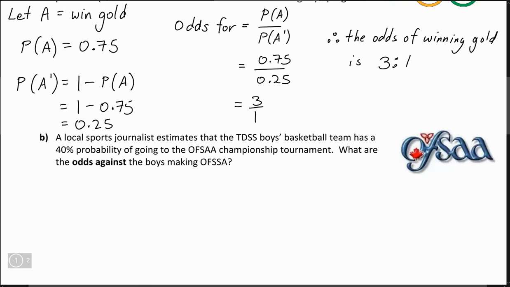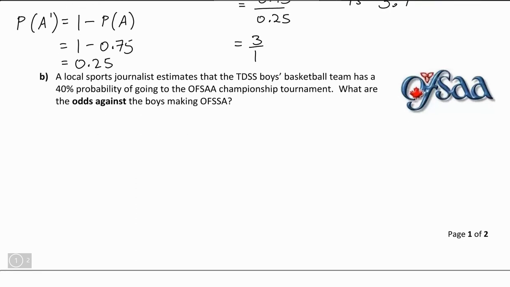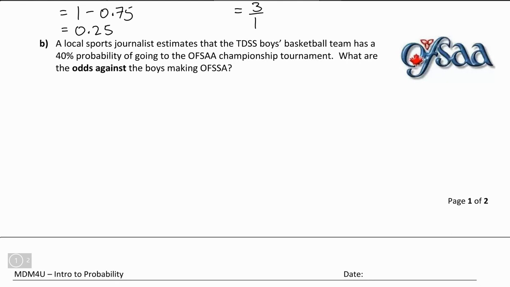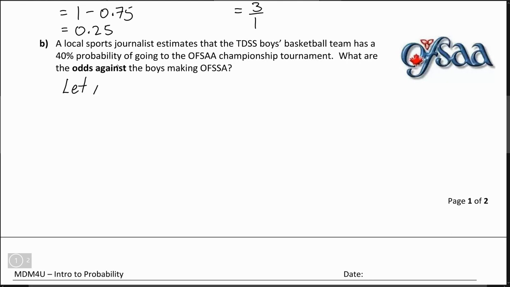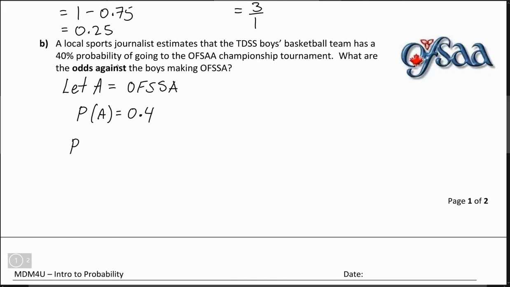Okay. So, part B, a local sports journalist estimates that the TDSS boys basketball team has a 40% probability of going to the OFSAA championship tournament. What are the odds against the boys making OFSAA? So let's define the event again. So let A be the event that you're going to make it to OFSAA. It's two A's. Oops. All right. And I'm going to say the probability of event A is equal to 0.4, and so it's a 40% chance, right? So as a decimal, it's 0.4. So that means the probability that you're not going to make it to OFSAA, the complementary event, will be 0.6, which is the other 60%.